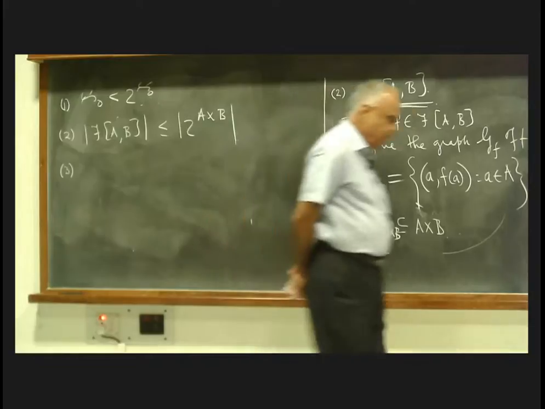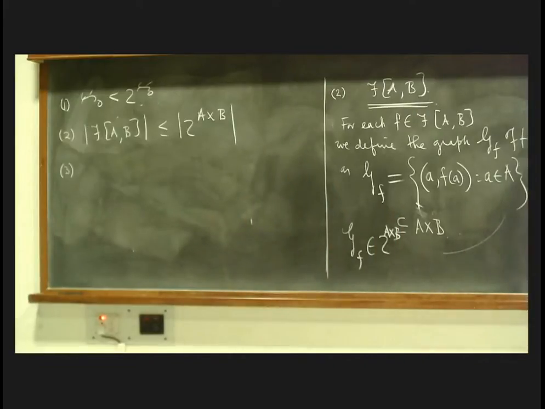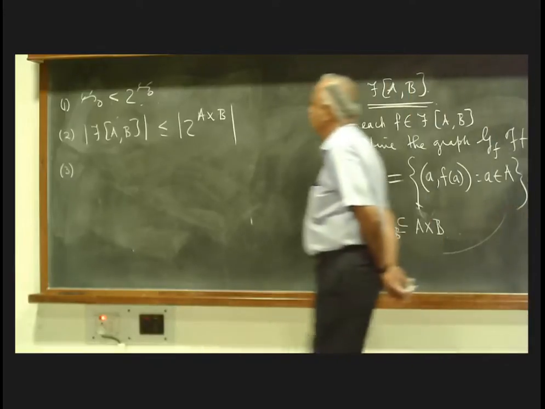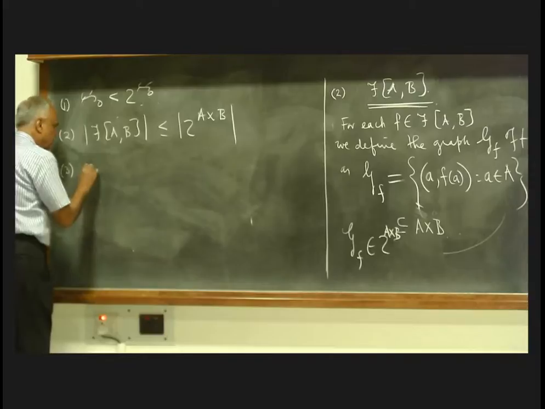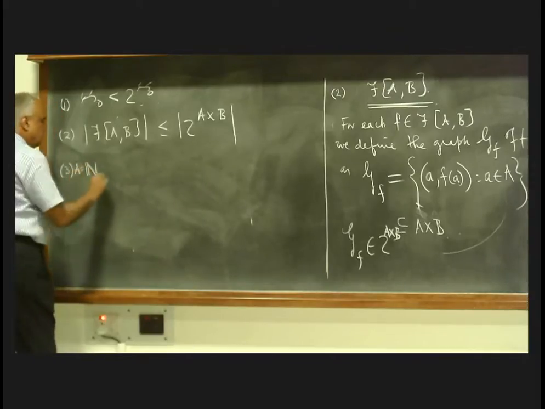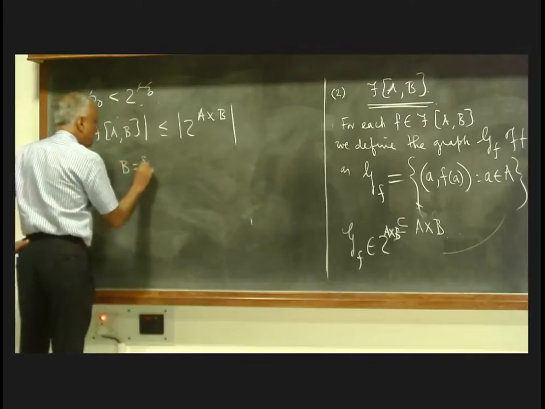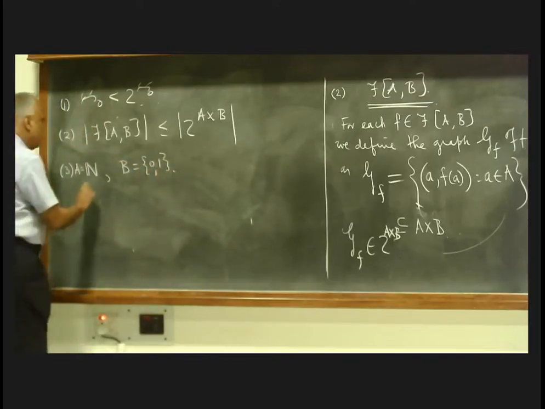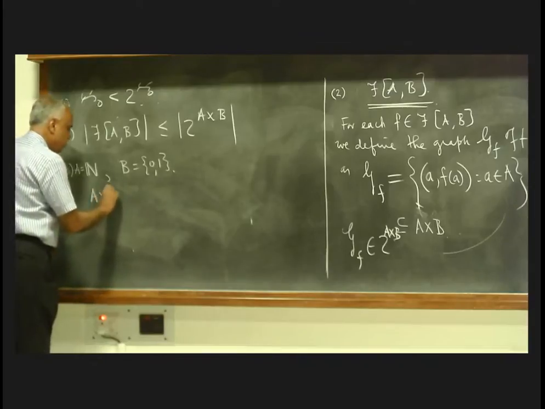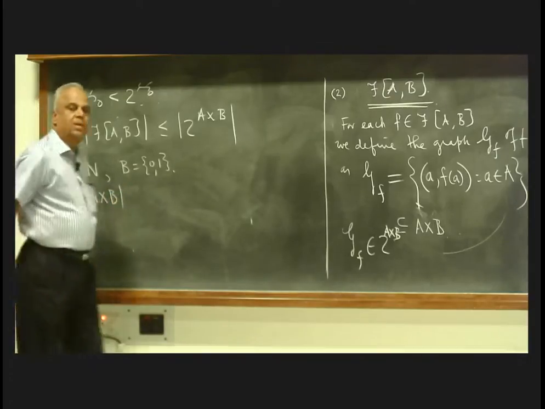The third point, a simple point I will ask, is the following. Suppose I take A to be n, and B to be {0, 1}, and then I look at A cross B. What can you say about this cardinal?